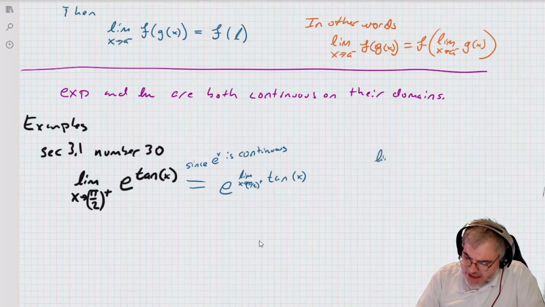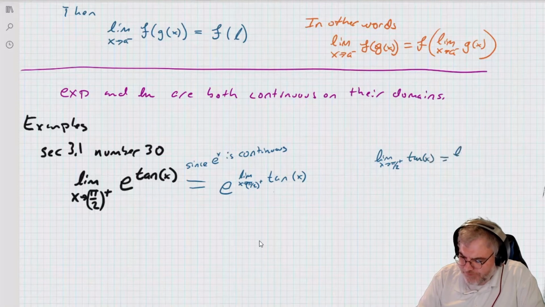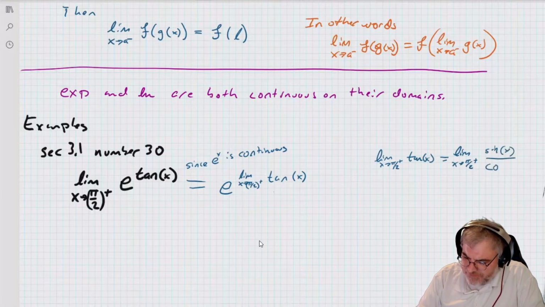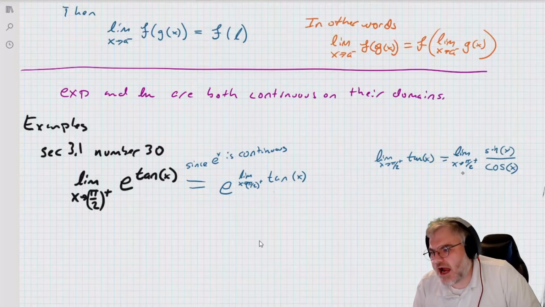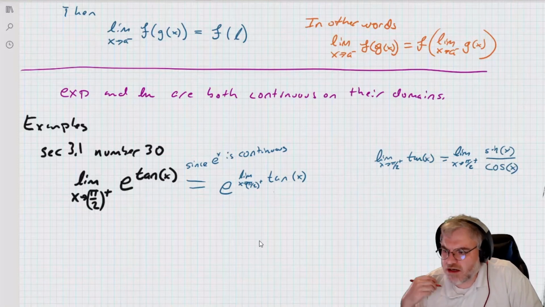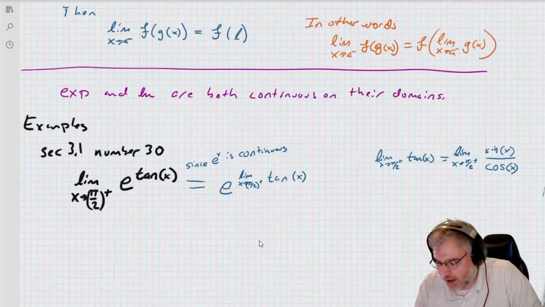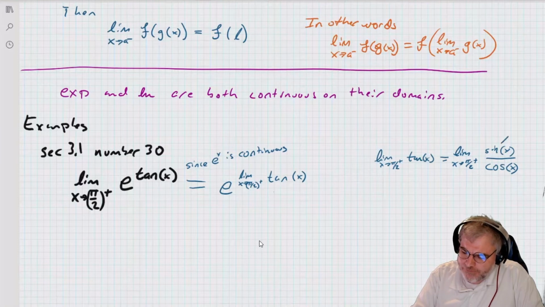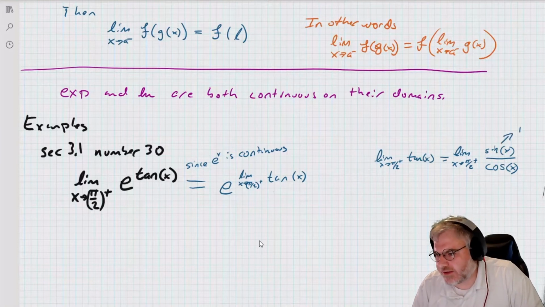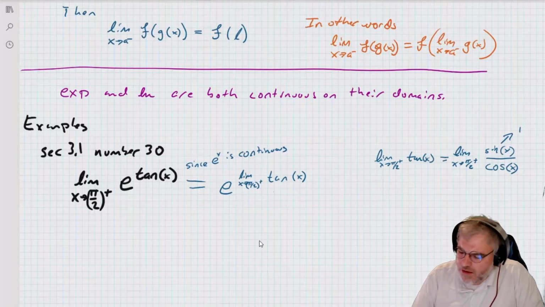So the limit as x goes to pi over 2 from the right of tan is the same thing as the limit of sine of x over cosine of x. Now, as I go to pi over 2 from the right, cosine is going to be the problem, because sine is just going to 1. Technically it's going to 1 plus, but who cares.